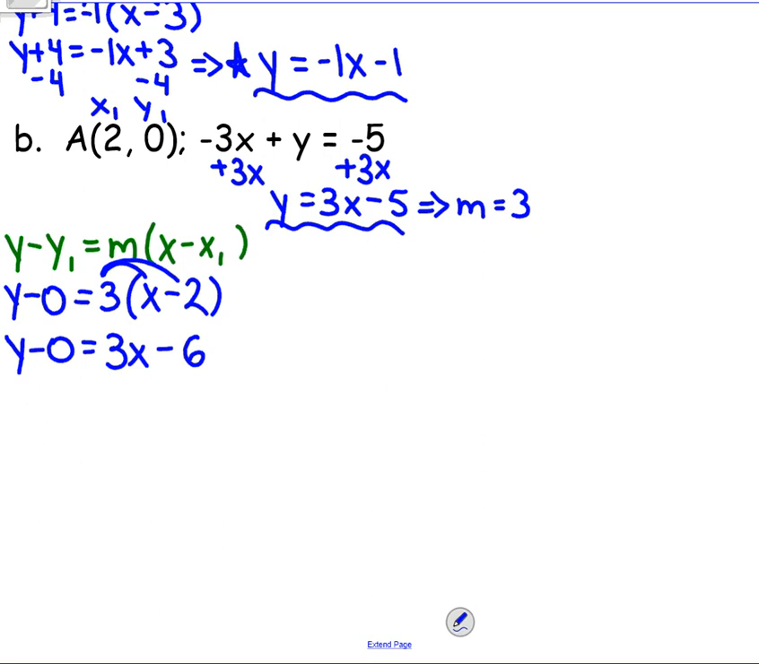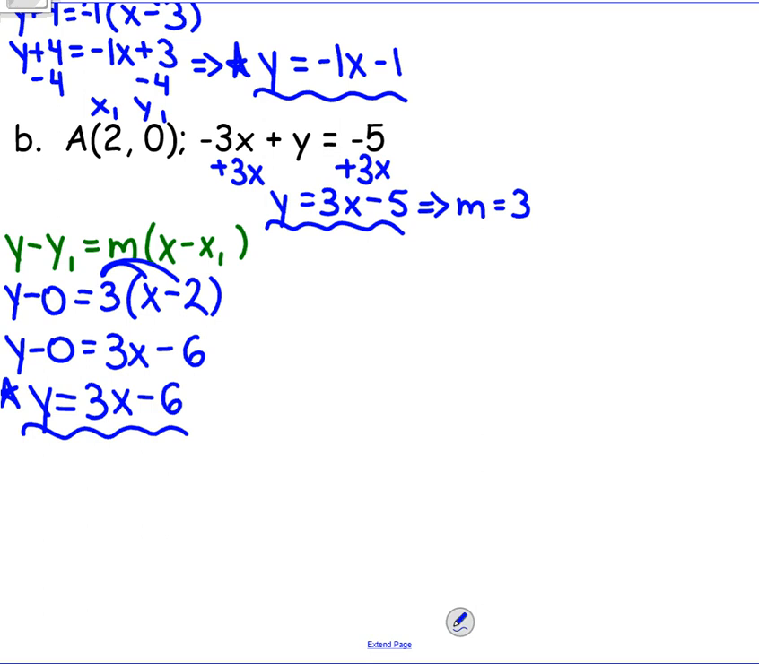Well, y minus 0, I'm not sure why I've kept that minus 0. I don't need to keep it there. I can say this is going to be my final answer. I don't even have to move anything over because minus 0 doesn't do anything. It just really has the value of y. Y equals 3x minus 6. That is the equation of my parallel line to the original given line going through the point 2, 0.